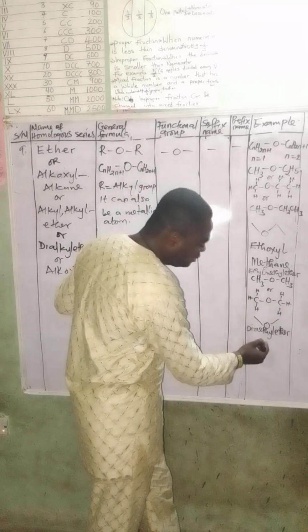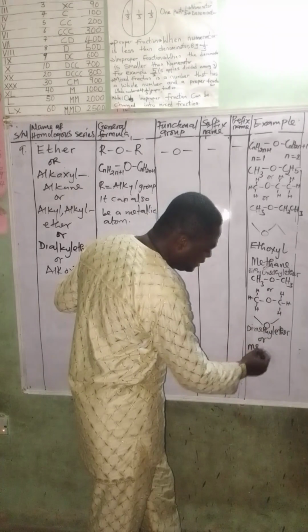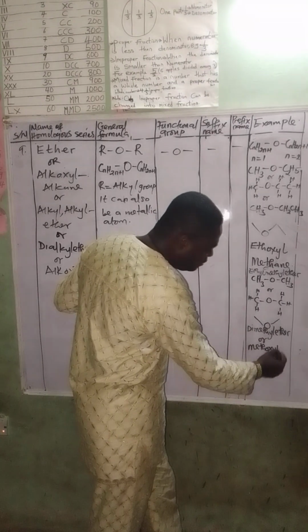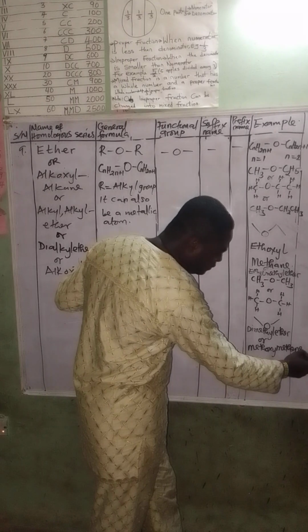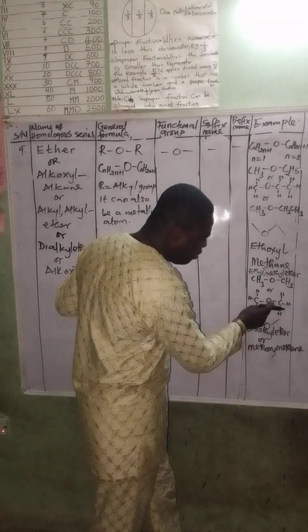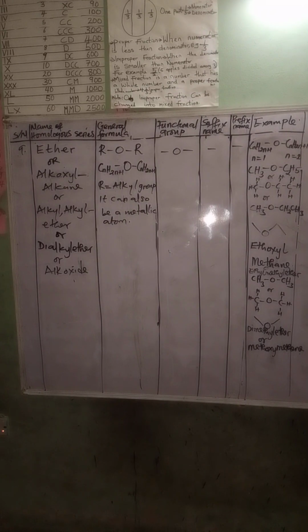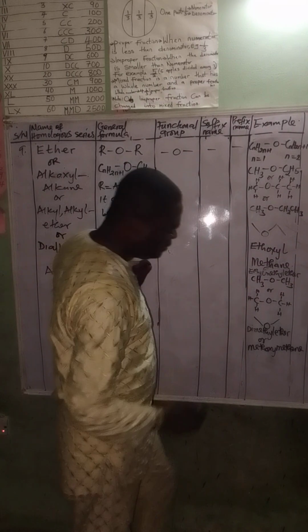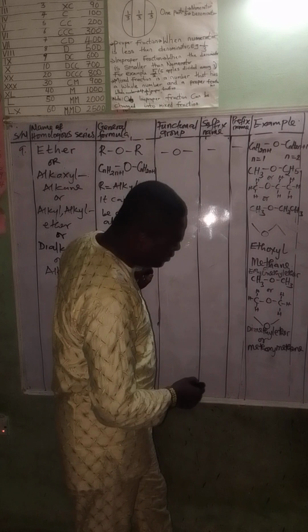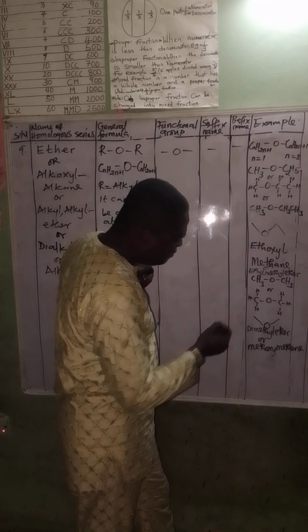Then you can still call it what? Or methoxy methane. So that is methoxy, this is methane now. So that is that. Okay, methoxy methane. So now, you can say it is what? Methyl ether. What about this one?